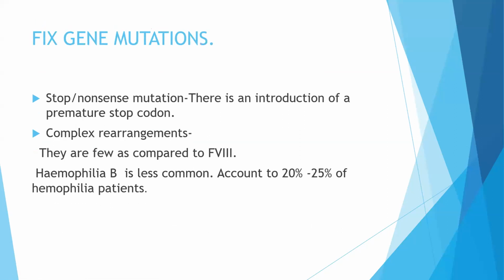We have stop or nonsense mutations, which you have seen in factor 8 deficiency, where a premature stop codon is introduced during the transcription of a gene. Then there are complex rearrangements, just as we saw in factor 8 gene mutation, but there are fewer patients with this in factor 9 compared to factor 8. Hemophilia B is less common. In our registry, 20 to 25% of hemophilia patients have hemophilia B compared to hemophilia A.